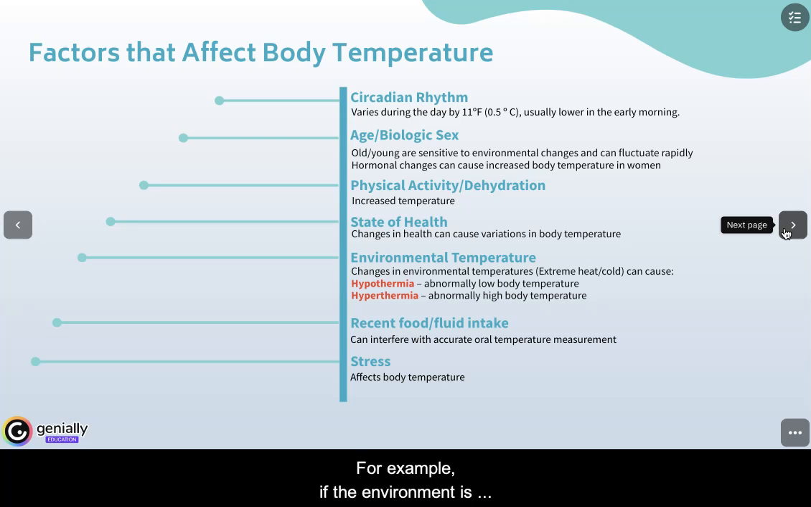Environmental temperature. For example, if the environment is extremely cold or hot, you can get hypothermia when your body temperature is abnormally low. So these are some keywords. They're in red, so please focus on these keywords as well. And then we have hyperthermia, where your body temperature is abnormally high. Recent food and fluid intake can interfere with accurate oral temperature measurements. For example, if you just had coffee and then you check your oral temperature, it's going to show a bit high. Then stress also affects the body's temperature.